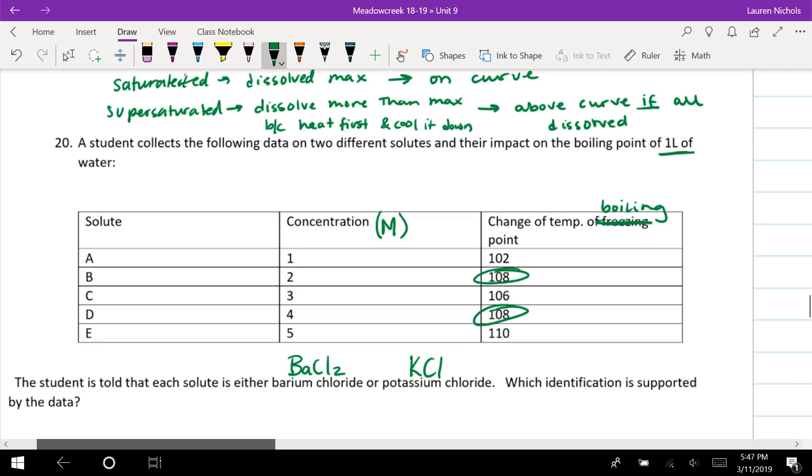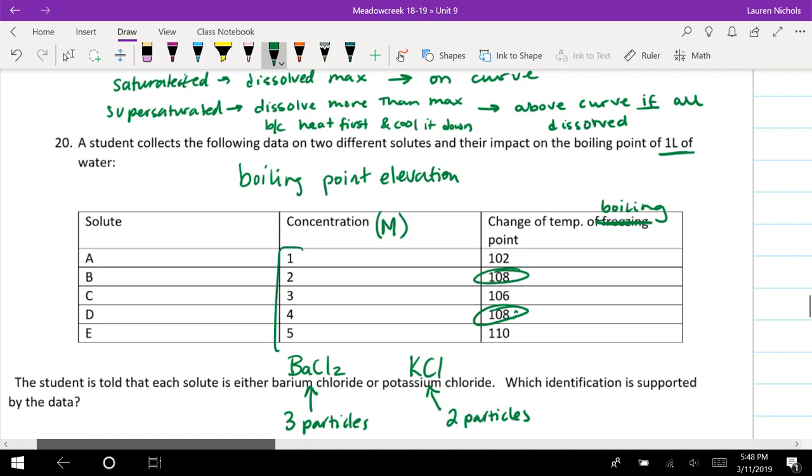So when I'm thinking about boiling point, remember we talked about boiling point elevation, meaning something that has a high number of particles is going to have a higher boiling point. And so if I'm looking at something that's 108, barium chloride is going to separate into three particles, right? Because you have one barium and two chlorines, and potassium chloride will separate into two particles. And so that means barium chloride should have a higher boiling point than potassium chloride if they're at the same concentration. Well, none of our concentrations are the same, so that's not super helpful.